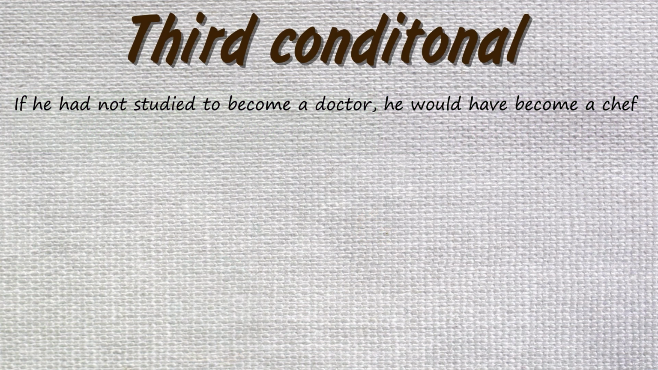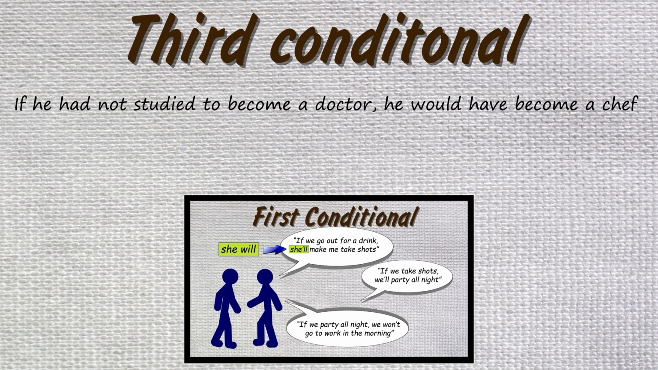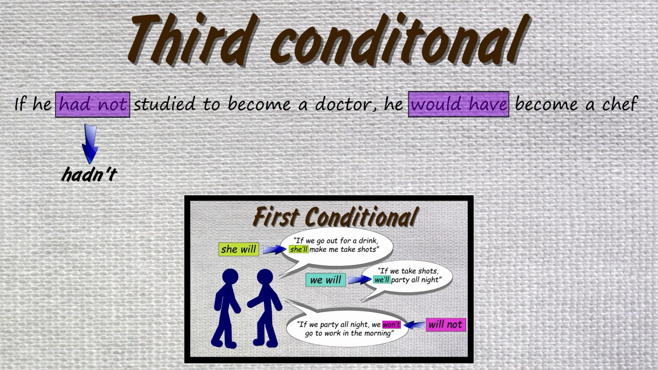Now, if you've seen the previous videos on conditionals, you would know that we often use contractions in English. So, in this example, had not can become hadn't, and would have can become would've.